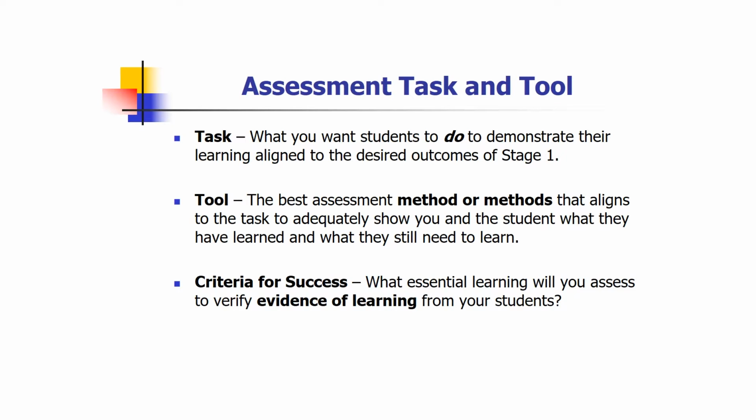Let's define some assessment vocabulary terms so we all share the same understanding of what each one means. A task is what you want students to do to demonstrate their learning aligned to the desired outcomes of Stage 1. A tool is the best assessment method or methods that aligns to the task to adequately show you and the student what they have learned and what they still need to learn. Criteria for success are what essential learning you will assess to verify evidence of learning from your students.